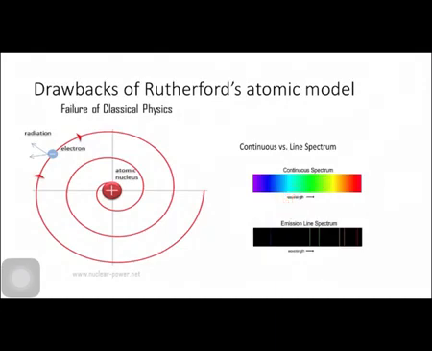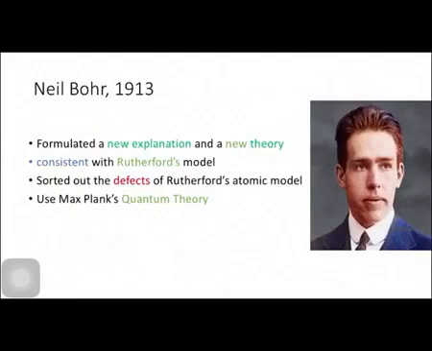These drawbacks of the Rutherford atomic model were removed by Niels Bohr in 1913. He formulated a new explanation and a new theory which was consistent with the Rutherford atomic model. He sorted out the defects of the Rutherford atomic model by using Max Planck's quantum theory.